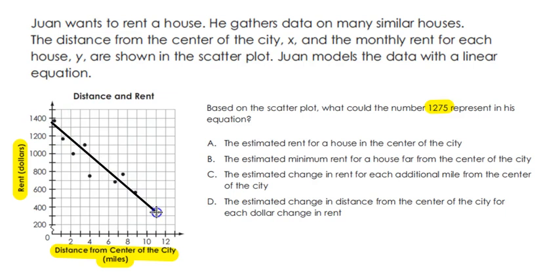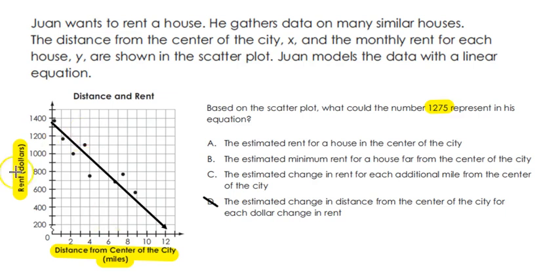It's kind of like, hey, it's going down like this. If this line were to continue, it's not going to get out to 1275. So it's not going to be distance. We can automatically get that hint just from the graph. And so if we come here, I think there was one that said distance. Yeah, D, the estimated change in distance. It's not going to be distance because that number doesn't make sense for distance.